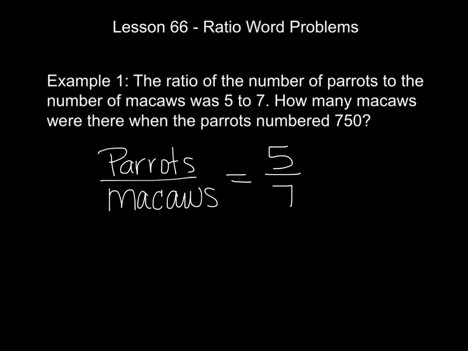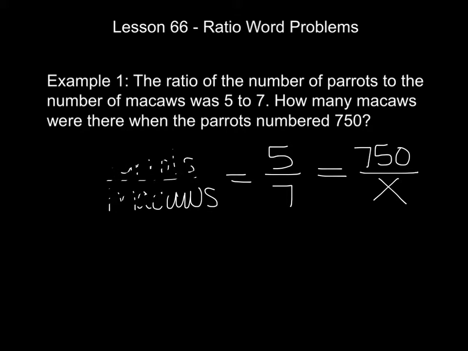The question is, how many macaws were there if the parrots numbered 750? So we know how many parrots there are, so we're going to put that 750 on top where all the parrots are. The macaws is the unknown, so we'll put X on the bottom. Now to solve the problem, I can actually erase the words over here because they're unnecessary. At this point, I'm just looking at the 5/7 equal to the 750 over X. I'll cross multiply to solve.